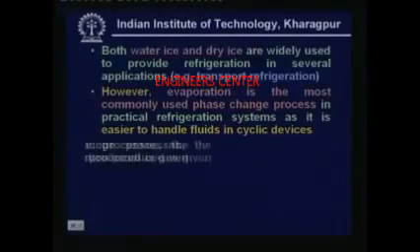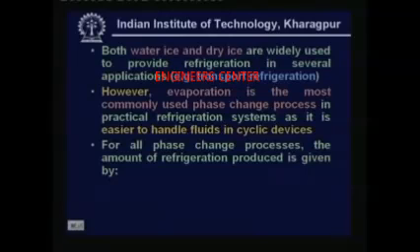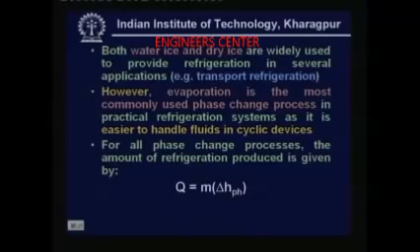So for all phase change processes, the amount of refrigeration produced is given by Q = m × ΔH_ph, where Q is the heat transferred during the process, m is the amount of substance that has undergone phase change, and ΔH_ph is the enthalpy change during the phase change.